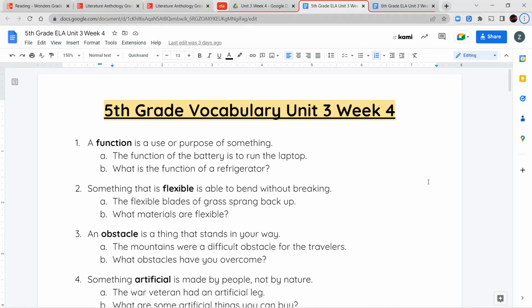Our next word is the word flexible. Flexible means something is able to be bent without getting broken. So our example here is the flexible blades of grass sprang back up. So think about when you step on grass, those blades of grass come back up after you step on them.